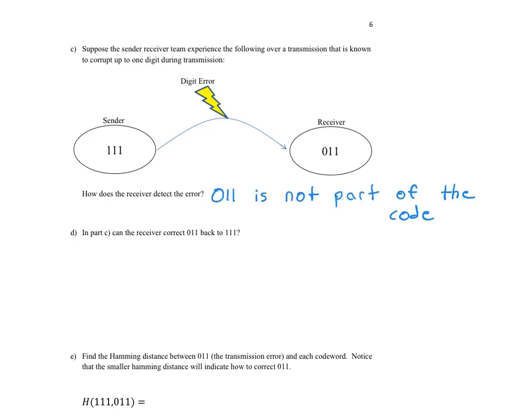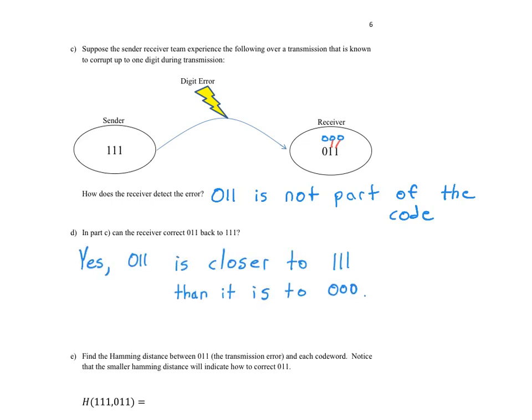Okay, so for part D, can the receiver correct this error back to 111? Well, this time we say, okay, this result is closer to 111 versus 000, and only 1 thing could go wrong. So it could not have been all zeros being sent, because if all zeros were being sent, then 2 things would have had to have gone wrong. So in this sense, the receiver can correct back to 111.